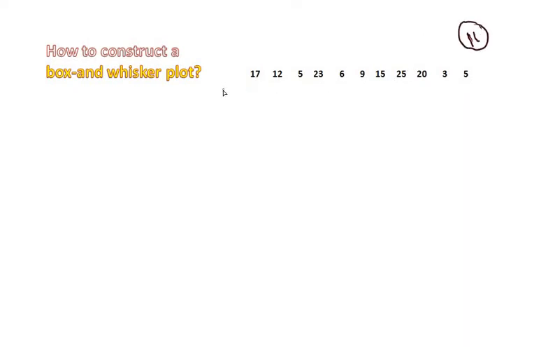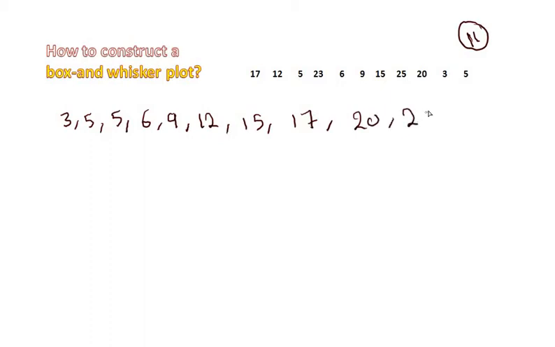Firstly, to be able to find the median, we need to order these values from least to greatest, or in an ascending way. 3, 5, 5, 6, 9, 12, 15, 17, 20, 23, and 25. As we learned before, to find the median, we cancel out one value from each side at a time. If we cancel out these, 12 is left. So 12 is the median.